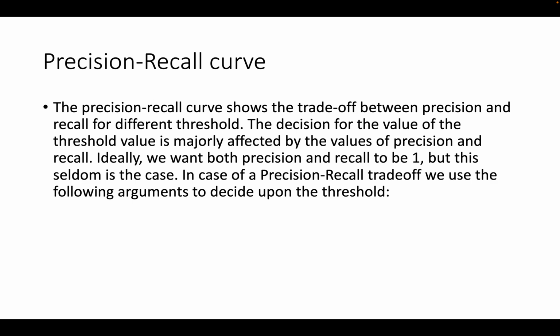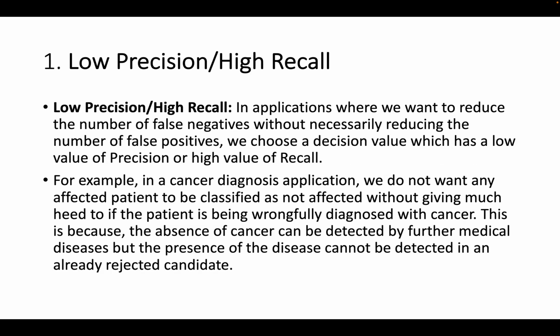In case of a precision recall trade-off, we use the following arguments to decide upon the threshold. 1. Low precision, high recall. Low precision is basically we are not able to tell कि positive is actually a positive. High recall. High recall क्या था?